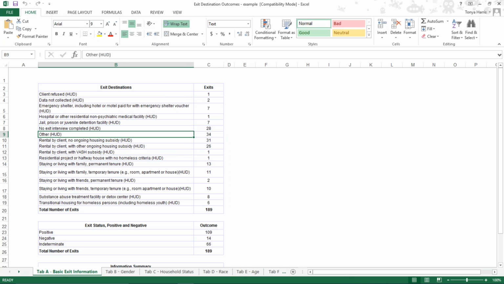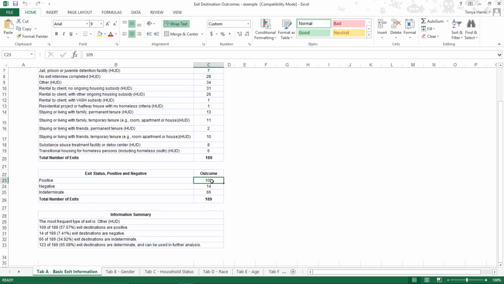We had 34 go to other. So, you know, my question for this project would be, did they go to Mars? Out of all of those choices in the exit destination, you picked other. That doesn't, to me, that doesn't seem right because there's so many choices in the destination. So this is how you should be looking at these reports. So out of 189 people, we had 109 that were positive, 14 that were bad, negative, and 66 we're not even sure if they're good or bad because they're indeterminate, okay?